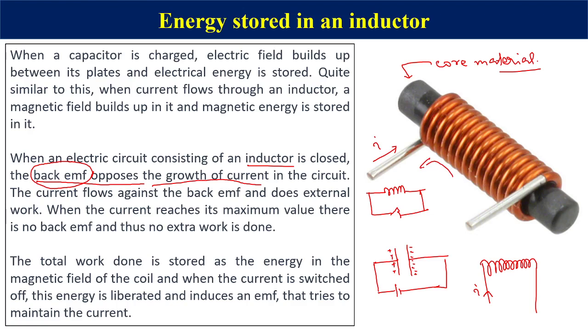All right. So that is the reason why we call it a back EMF, because the forward EMF passes on the forward current, which is the original or main current, and the EMF which is induced allows a current to flow opposite to the original current. That is why we call it a back EMF. So the back EMF opposes the growth of current in that circuit. This is quite simple to understand if you have gone through the lecture on self-induction. The current flows against the back EMF.